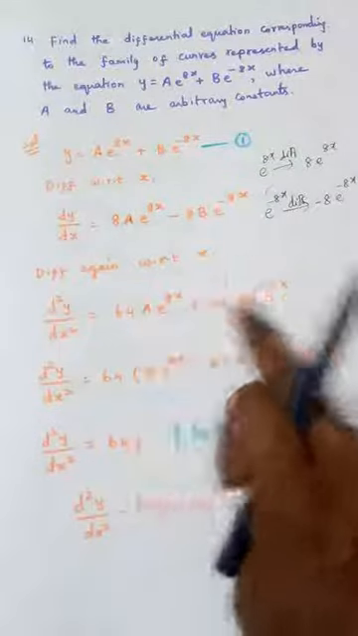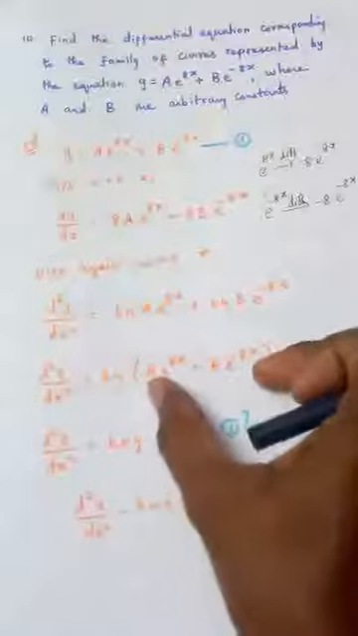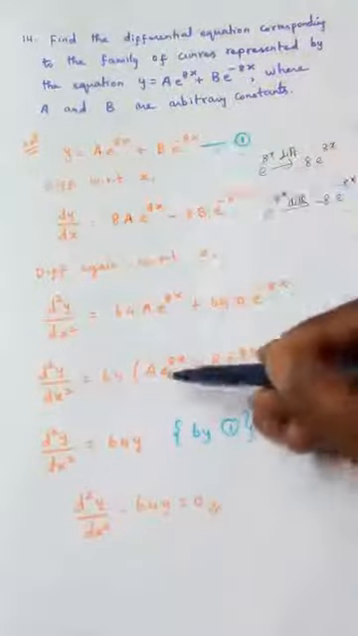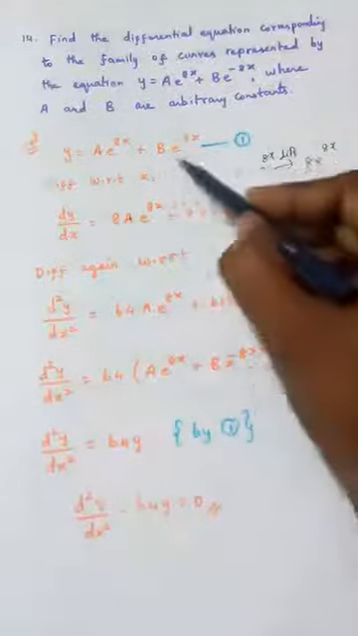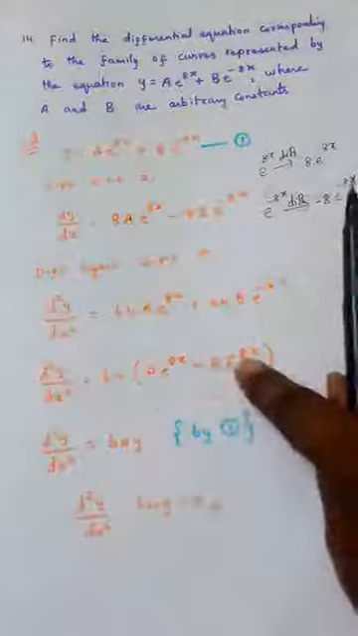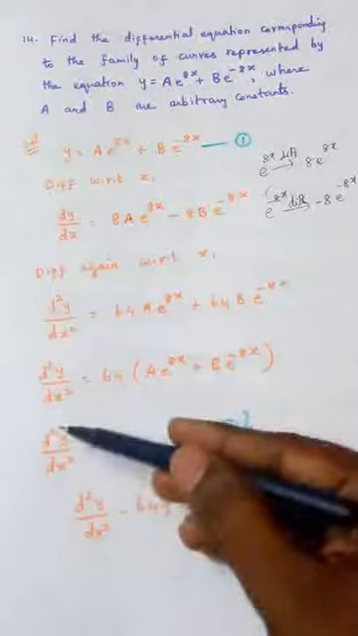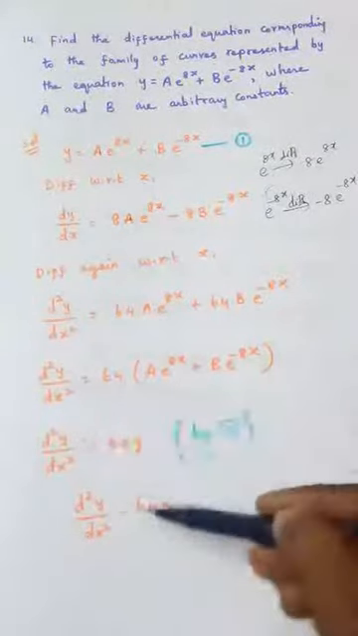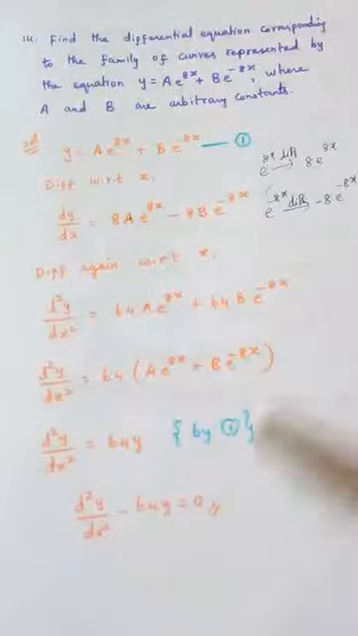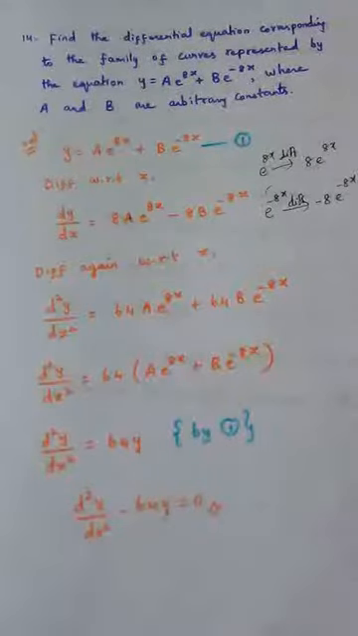Since 64 is common between them, take that out and write the remaining thing. The remaining thing is this, which is present in the first equation, a e power 8x plus b e power minus 8x. That value is written as y. So take this out and write y using the first equation. So the answer is d square y by dx square minus 64y equal to 0. So this is the final differential equation. This should not contain a and b. So this is the correct answer. We'll move on to the next sum.